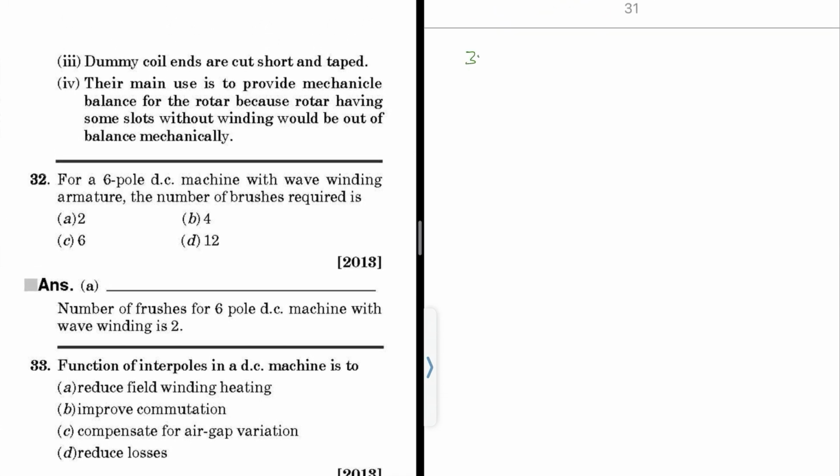Coming to question number 32. So the number of brushes required for a DC machine with wave winding. In general, the number of parallel paths equals the number of brushes. In case of wave winding, it is fixed. So the number of parallel paths equals 2. So the number of brushes will also equal 2.